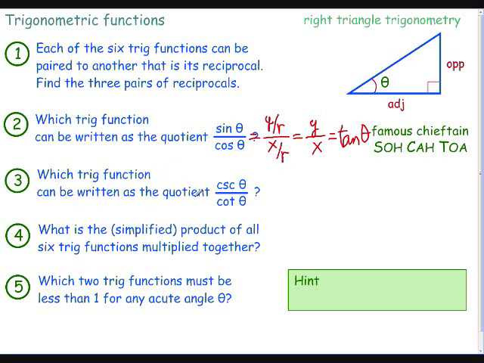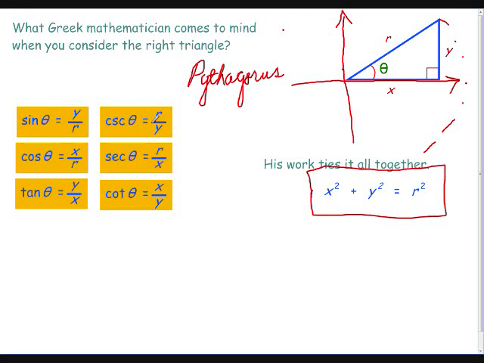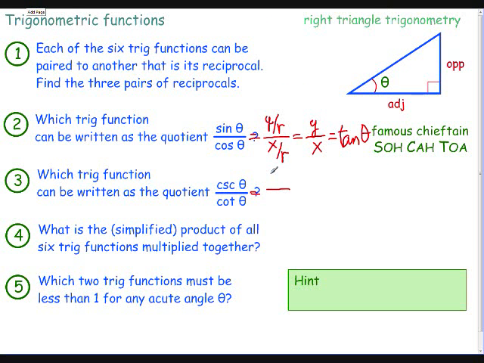Which trig function can be written as this quotient? Ooh, now this one looks a little more complicated to me, but let's try it out. Cosecant theta and cotangent theta. Let's see what they look like over here. Cosecant theta and cotangent theta. Okay, let's write those out. Cosecant theta is r over y. Cotangent theta is x over y.